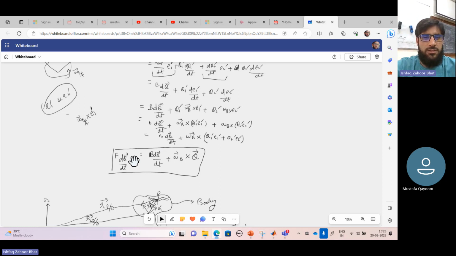And to be specific with this case, we have this fixed frame, so the derivative of Q with respect to the fixed frame is equal to the derivative of the vector in the body frame plus the angular velocity of the body frame with respect to the fixed frame, cross product with the vector itself.